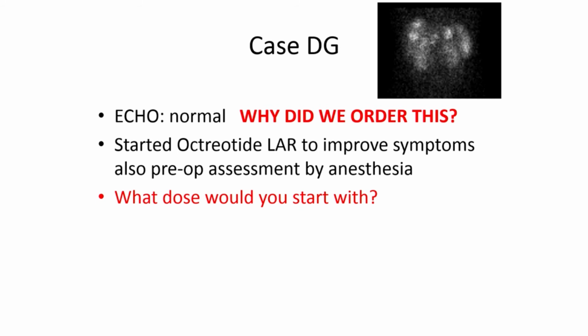So back to the case, 49-year-old female, classic carcinoid syndrome, metastatic disease, elevated urine 5-HIAA. We did an echocardiogram. Now, why did we do this? And I'll answer that in just a minute, but just get you thinking about that. So this patient is sitting in front of you, surgery's 3 weeks away, having a lot of diarrhea, carcinoid-like symptoms. So we start octreotide LAR to improve these symptoms, and we refer the patient to anesthesia.